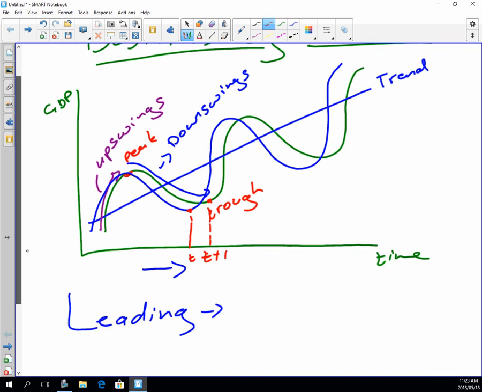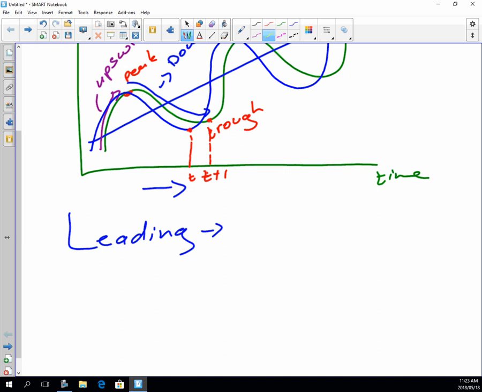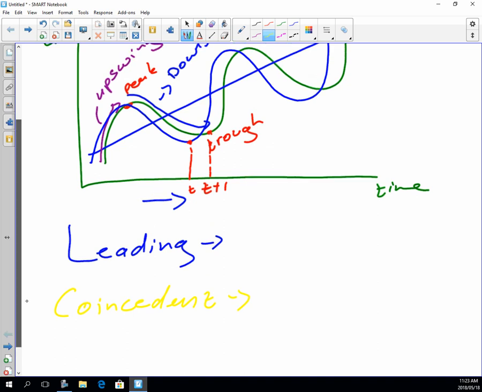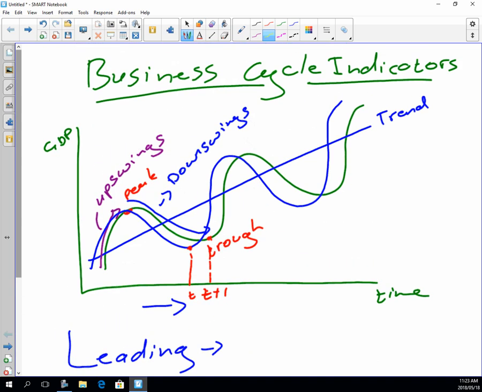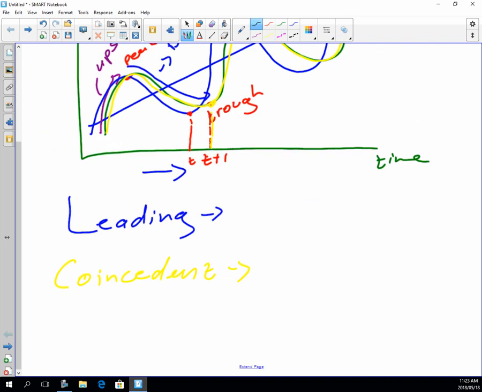The next one that we look at is what we call a coincident indicator. Now, a coincident indicator, as the name suggests, follows the same or very similar trend to your business cycle. So it occurs at the same time. The turning points would occur at roughly the same time as your business cycle. And the last one that we look at is what we call the lagging indicator.